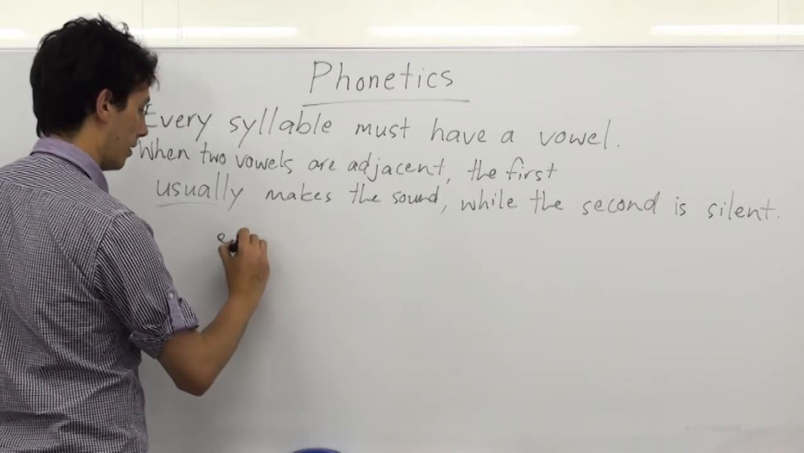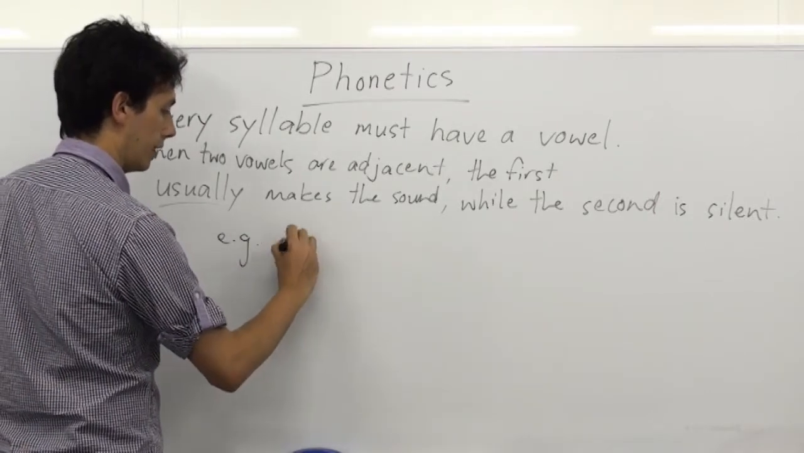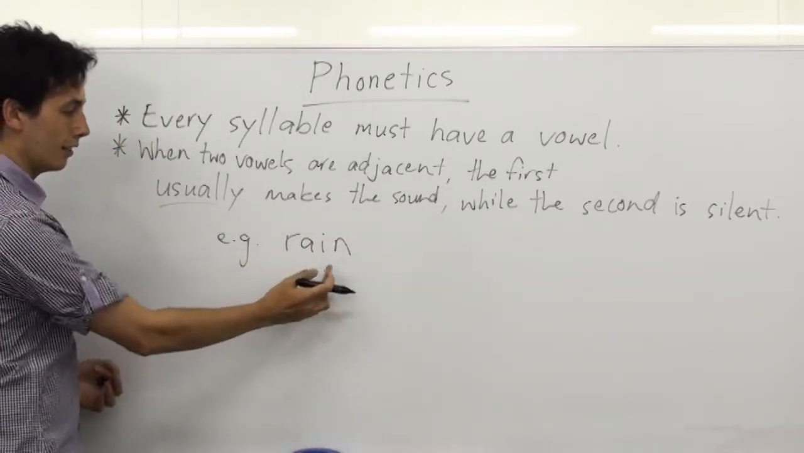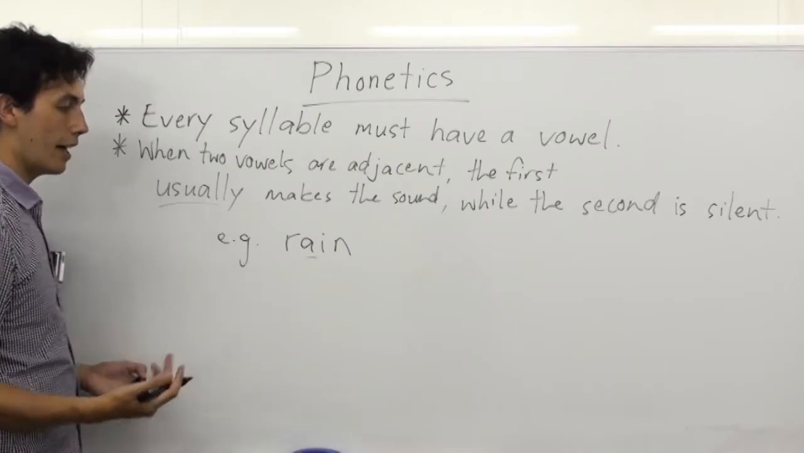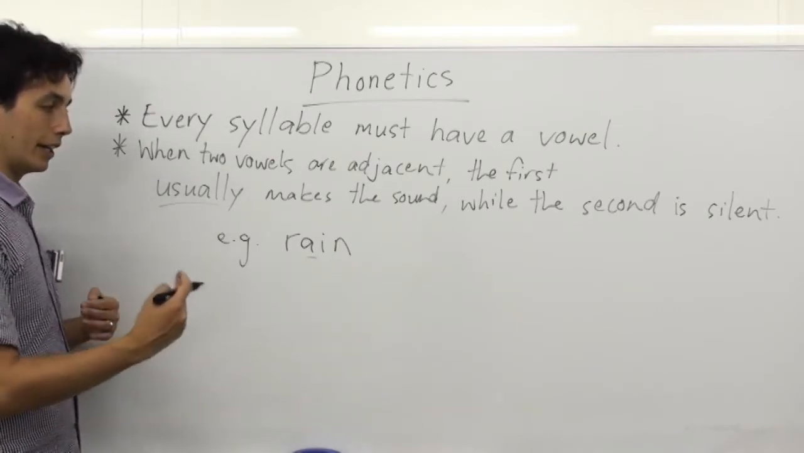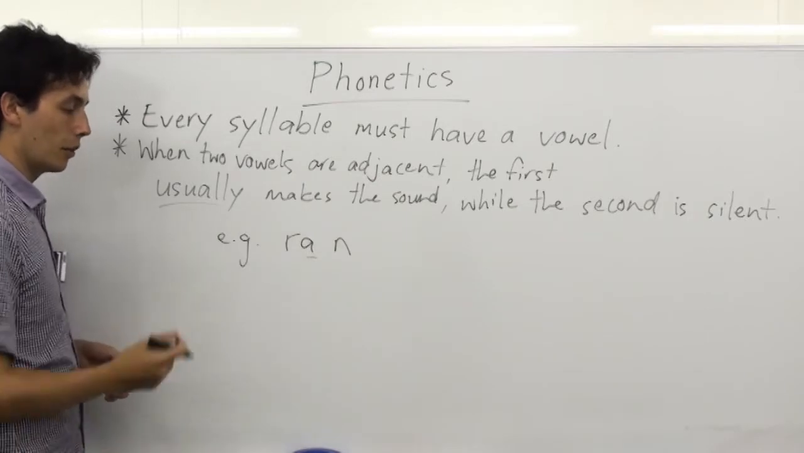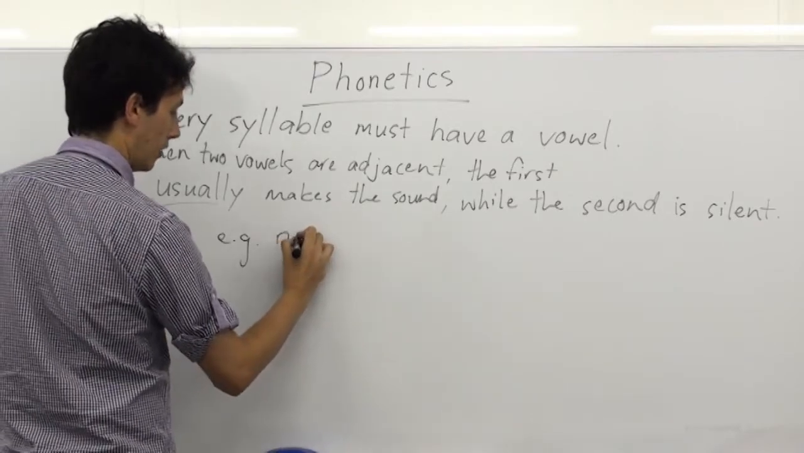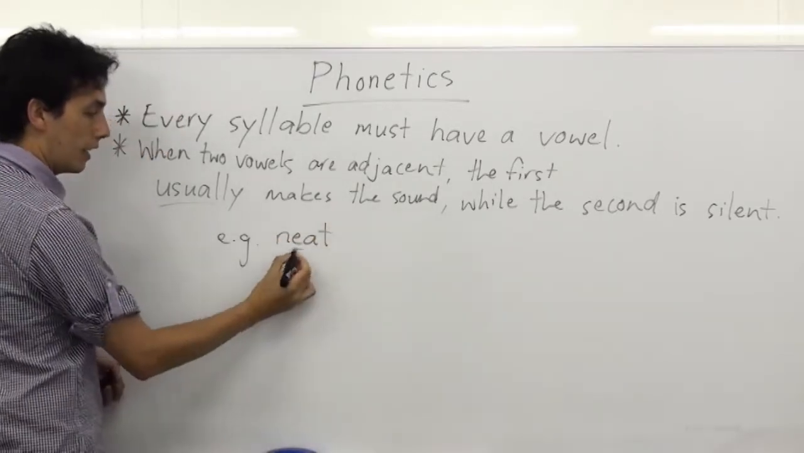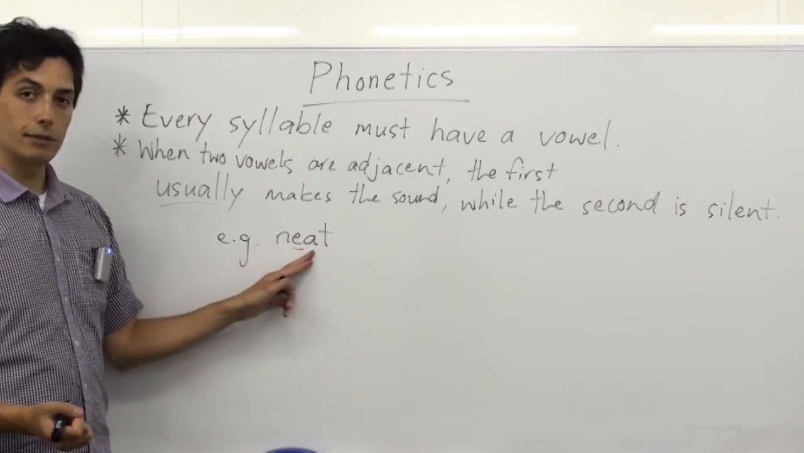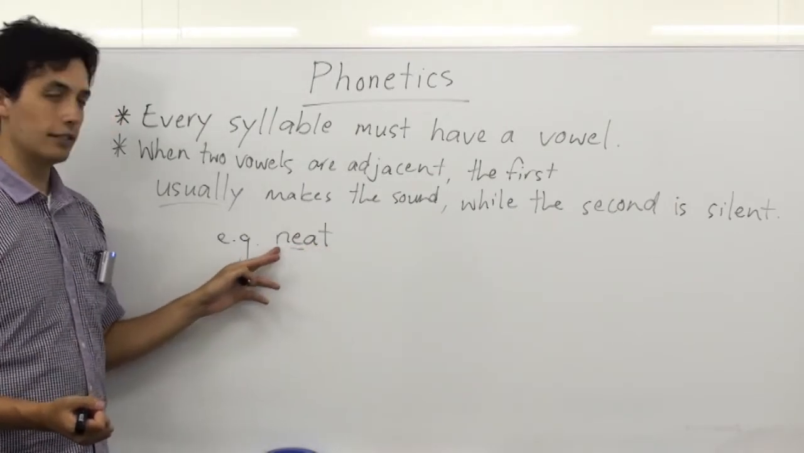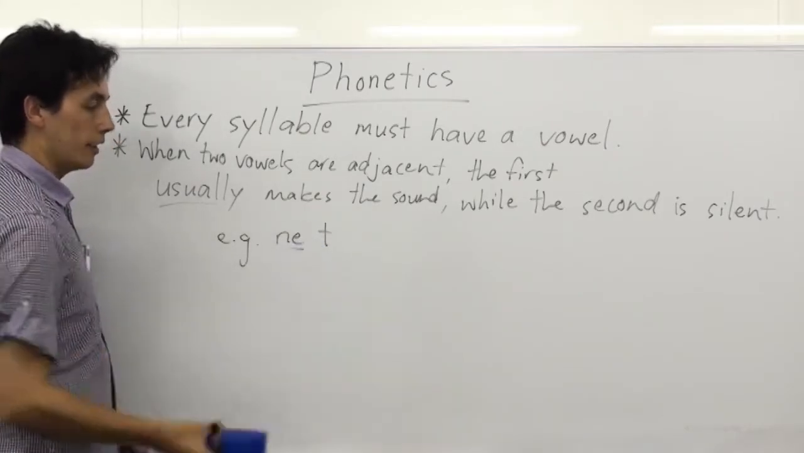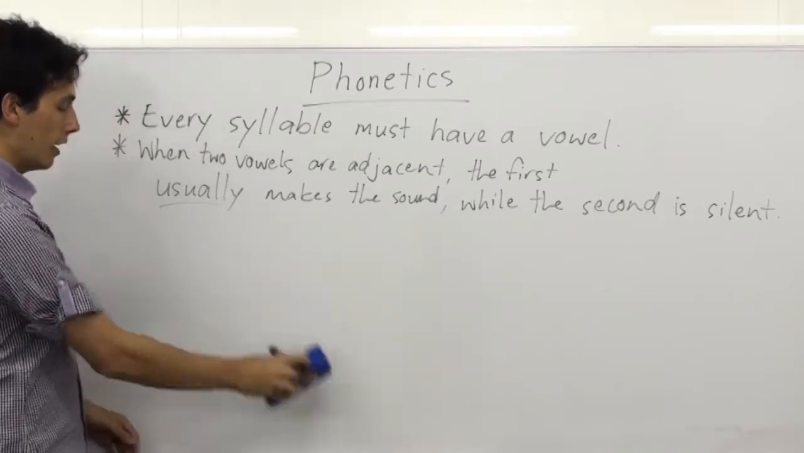So, e.g., rain. You can see there's 2 vowels here, but we don't say like ra-in. We just say the A, and it becomes a long sound. Rain. Okay, we don't bother about the I. Also, something like neat, which is not like my writing. The A becomes silent. It's not niat, it's just neat. Okay, this becomes the long sound again. So it's neat. Okay, that's our second rule.